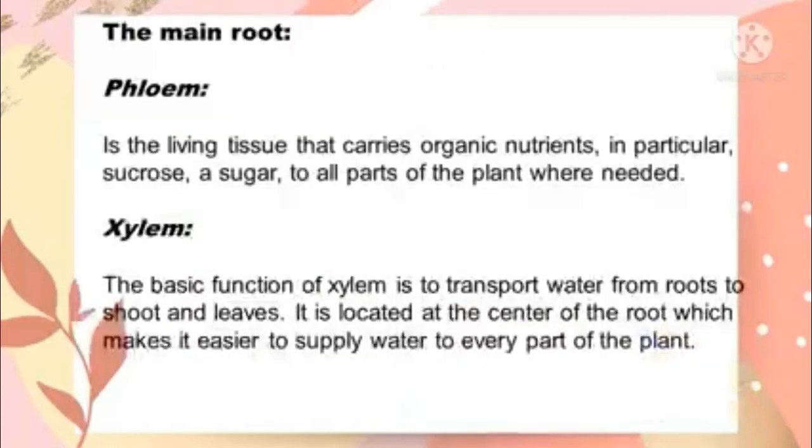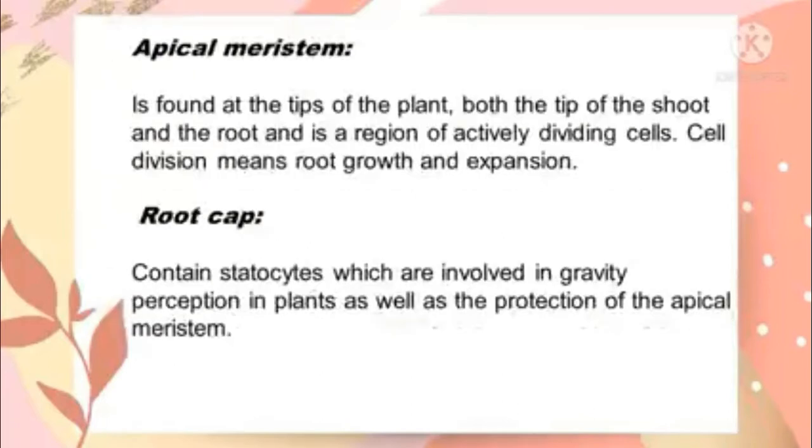Next, the main root. Phloem. The phloem is the living tissue that carries organic nutrients, in particular, sucrose. Sucrose is a kind of sugar that goes to all parts of the plant where needed. Xylem. The basic function of xylem is to transport water from roots to shoot and leaves. It is located at the center of the root, which makes it easier to supply water to every part of the plant.